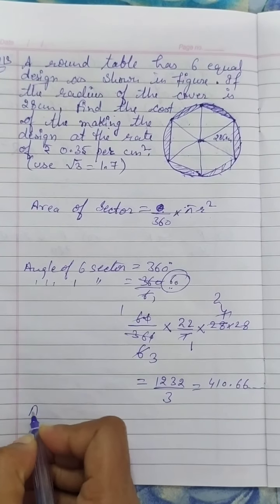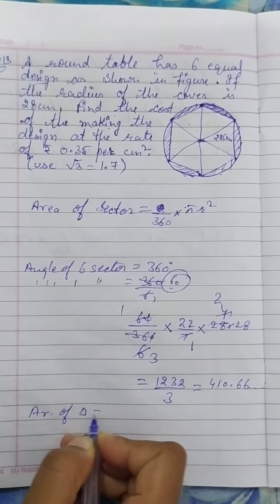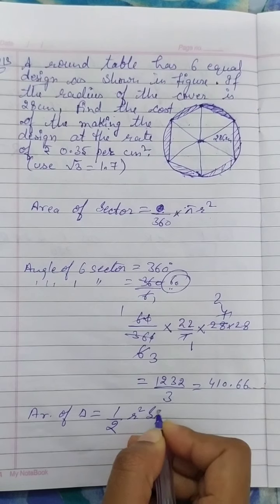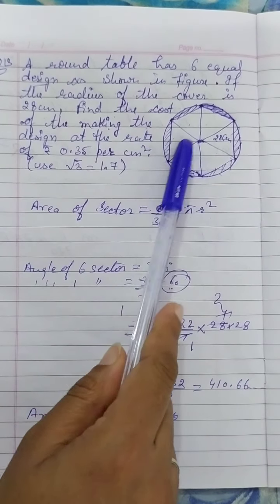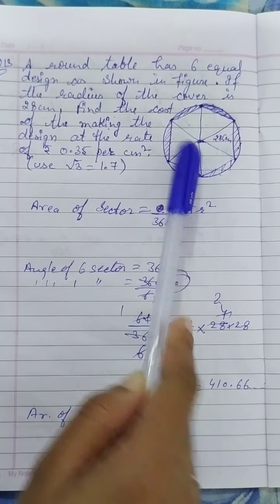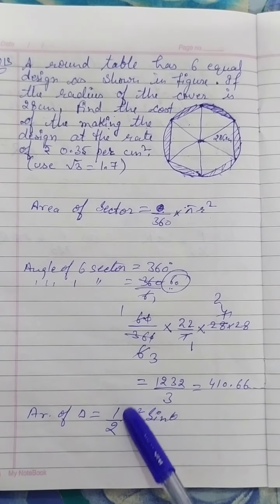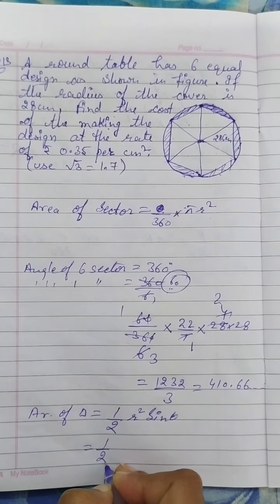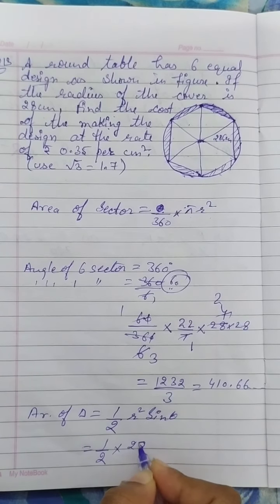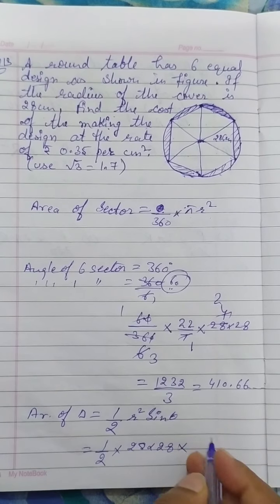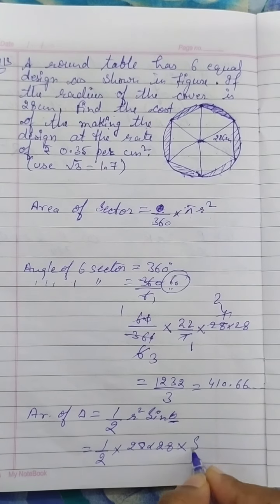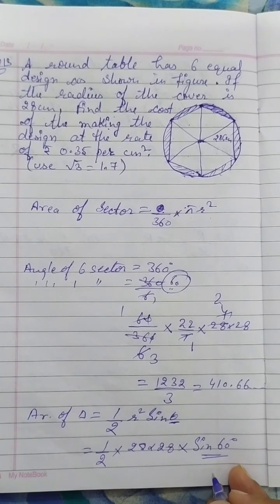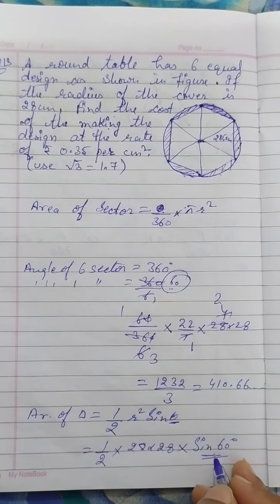Now area of triangle. So what is the area of triangle? 1 upon 2 r square sine theta. When we have to find the area of sector and the angle is given, then the area of triangle is 1 upon 2 r square sine theta. So 1 upon 2 r square is 28 into 28 into sine theta. Beta, theta is 60 degree. So what is the value of sine 60 degree? Root 3 by 2. This is given in the trigonometry chapter.